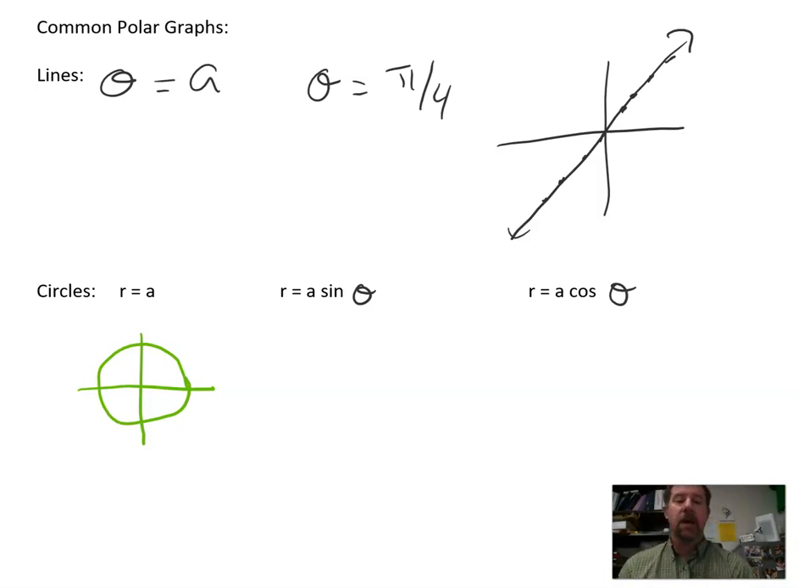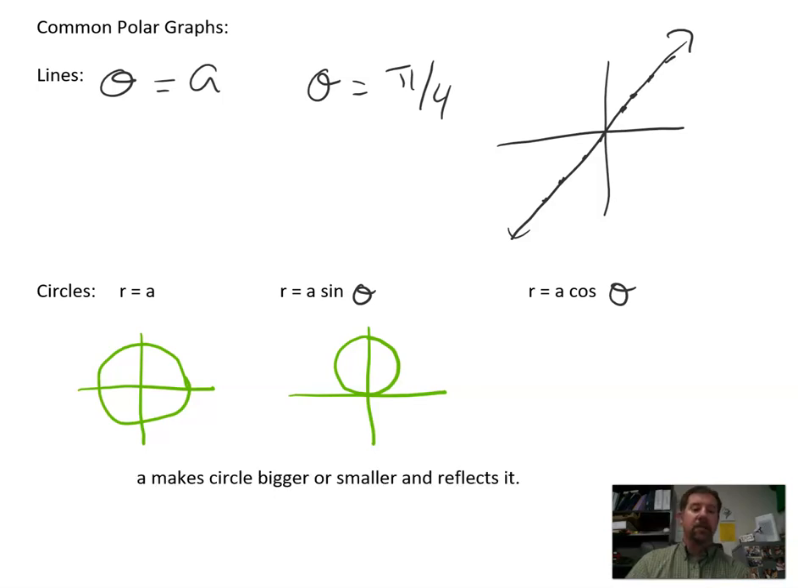All right. If I have r equals a sine theta, if you remember back to our unit circle, sines were the y coordinates. The sines go up and down. So r equals a sine theta is a circle that is shifted up like that. A, in this case, is going to make your circle bigger or smaller. If it's positive, it's on top, and if a was negative, then it would be on the bottom.